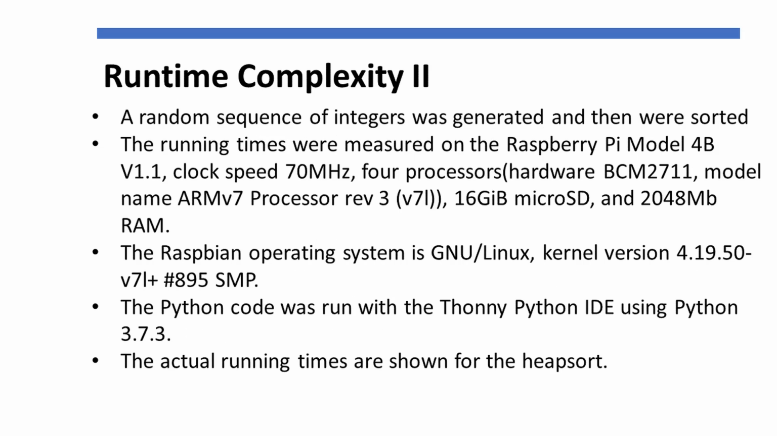A random sequence of integers was generated and then sorted. The running times were measured on the Raspberry Pi Model 4B. The Raspbian operating system was running a kernel version 4.19.50-V71 Plus. The Python code was run with the Python IDE and used Python 3.7.3.